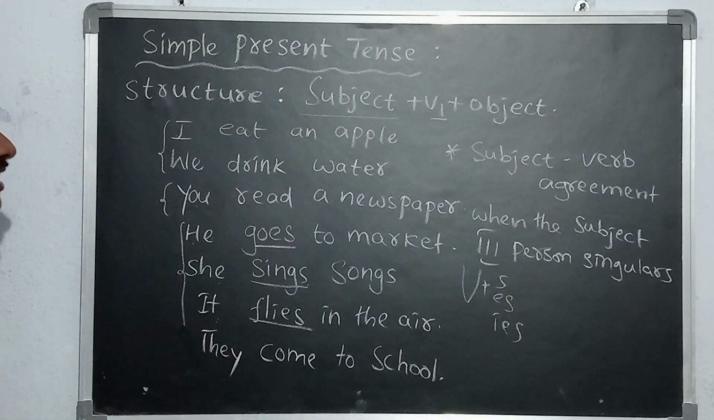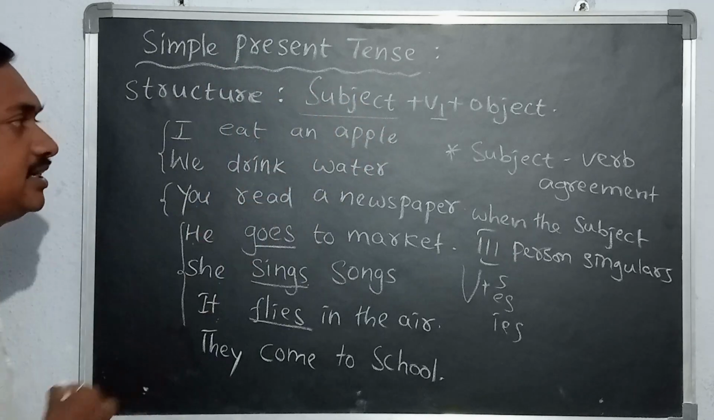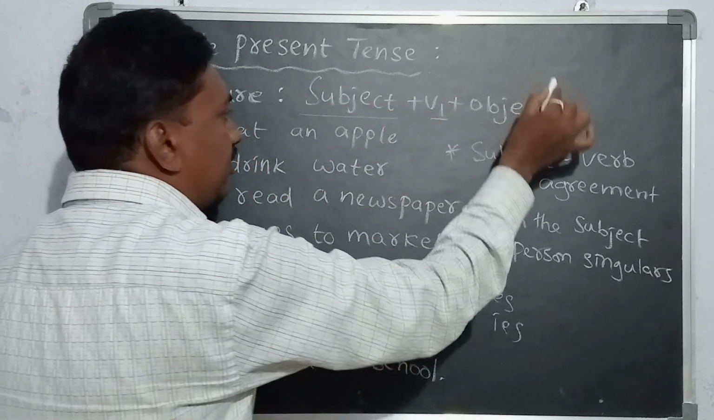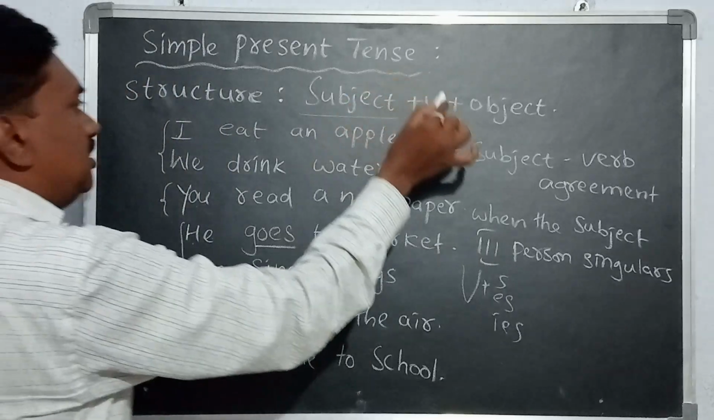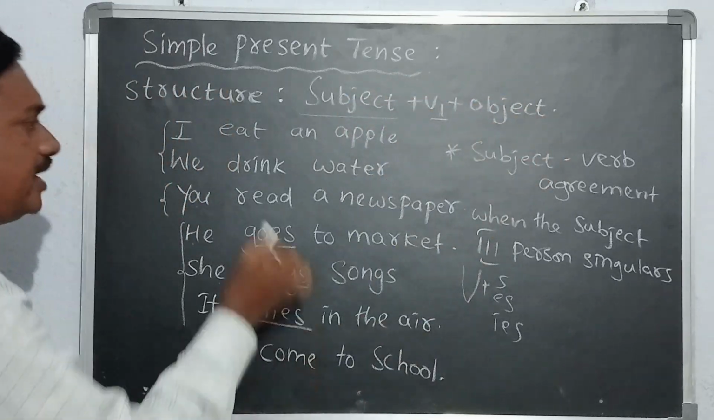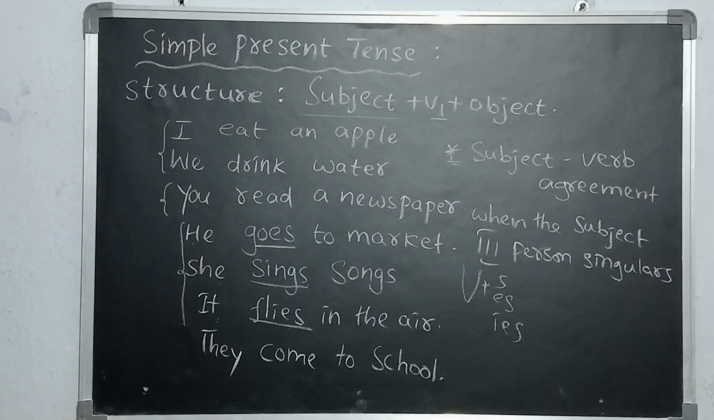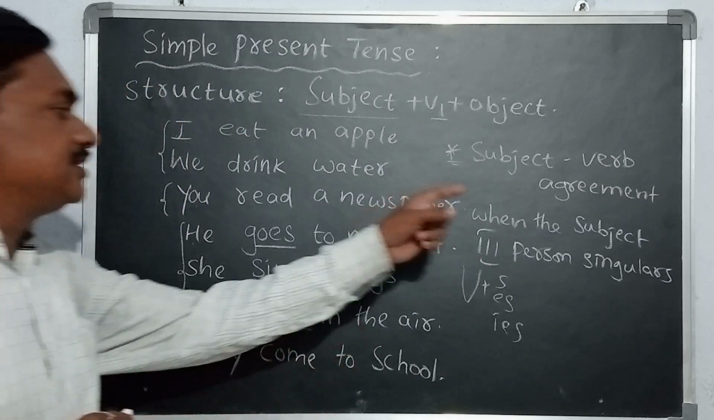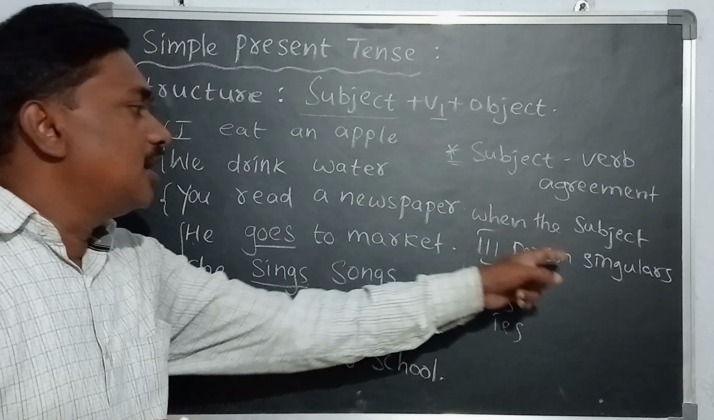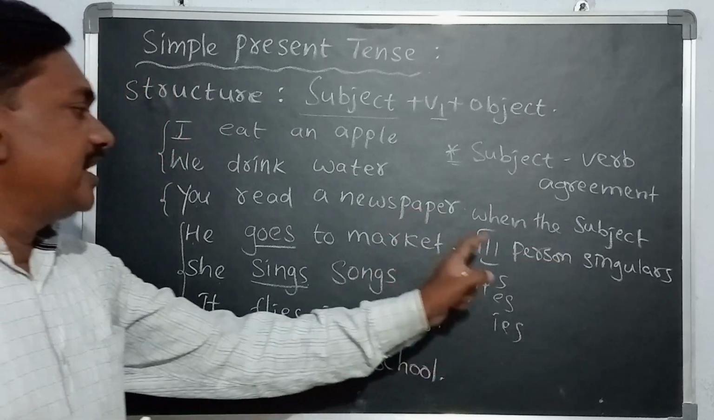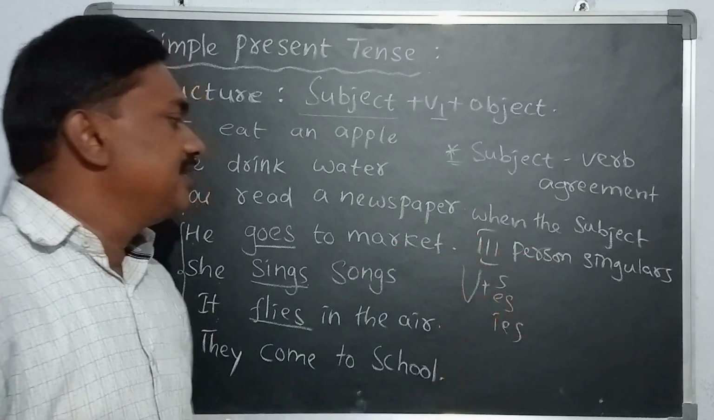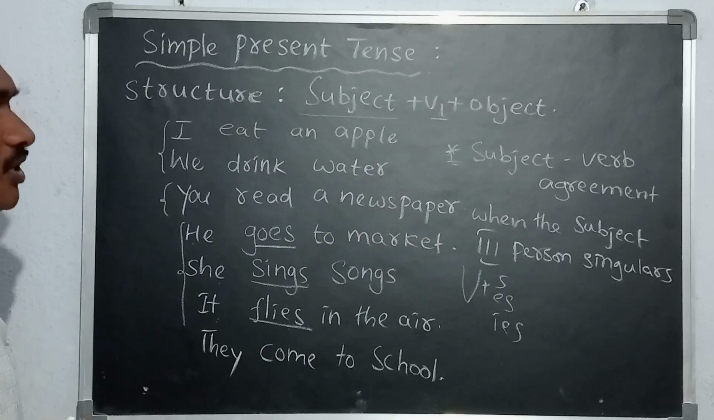These are the sentences we generally write in simple present tense: first subject, next verb 1, next object. And one important grammar rule is subject verb agreement. In simple present tense, when the subject is third person singular, the verb is added with s, es, ies.